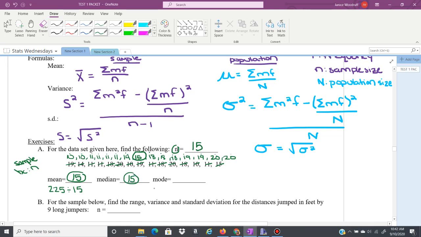And then my mode, which one occurs the most here out of all my numbers? 11, good. Okay, so our mode is going to be 11. And let's just say we wanted to find the range. Do we remember how to do that?